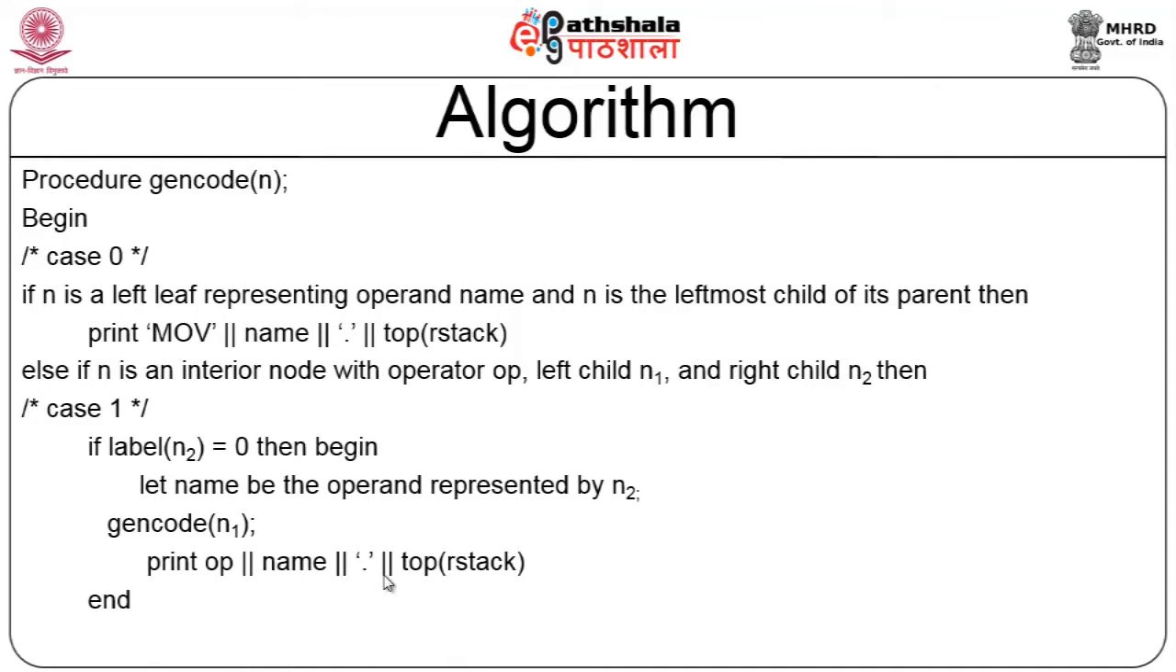So when I say label of N2 is equal to 0, I am talking about a situation where the interior node happens to be the last but one level of the DAG. So in that case, what will I do? I have to compute the left child by moving that variable into a register, and that is what is done by this particular statement, the gen code of N1.